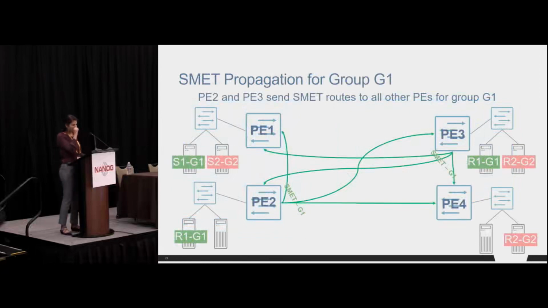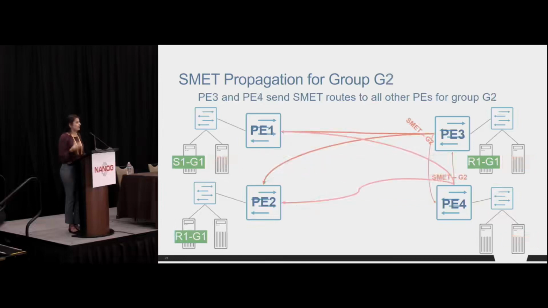So we'll go over just a couple of scenarios. For example, now I have the red and the green group. PE2 and PE3 are part of the green group. PE3 and PE4 are part of the red group. So PE2 and PE3 will send out SMET routes to everybody else inside the L2 domain. For the red group, the same thing will happen, but in this case, because the receivers are only present on PE3 and PE4, it's just PE3 and PE4 that are going to send out the SMET route, but they're going to send it to everybody.